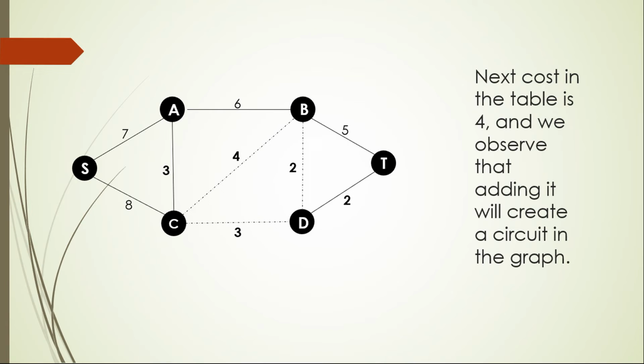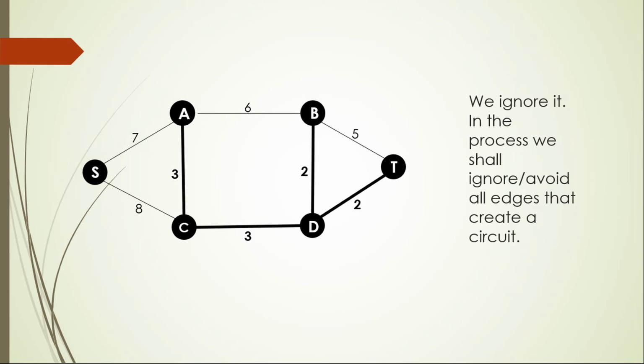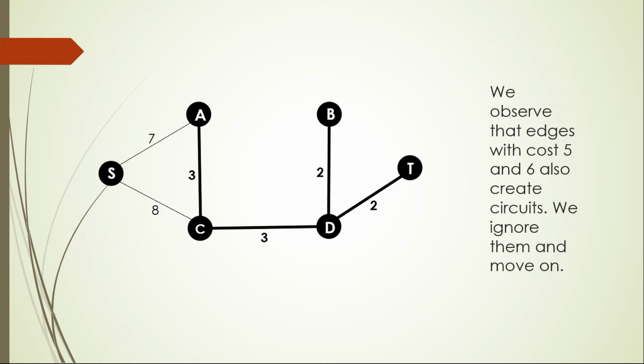Next cost in the table is 4, and we observe that adding it will create a circuit in the graph. We ignore it. In the process we shall ignore all edges that create a circuit. We observe that edges with cost 5 and 6 also create circuits. We ignore them and move on.